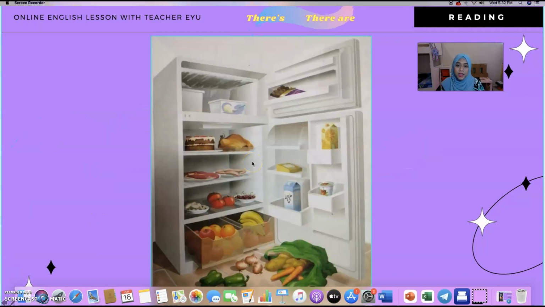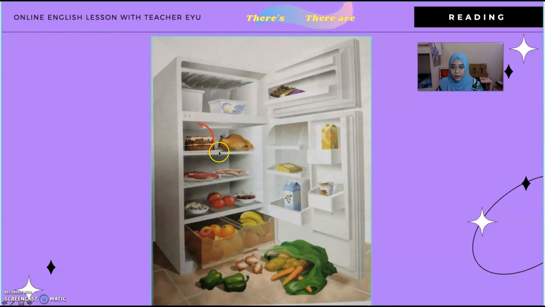Okay, so now boys and girls, let's look at this fridge. Okay, as you can see, there are lots of food in this fridge. Let's identify the food one by one, right? Okay, the first one. So what is this? What food is this? Yes, it is a cake. How many cakes are there? Only one cake. So, are we going to use there's or there are? Okay, now let's look at the sentence. There's a cake. Okay, as you can see, for this we use there's because the cake is only one. A cake. One cake. So, we use there's.